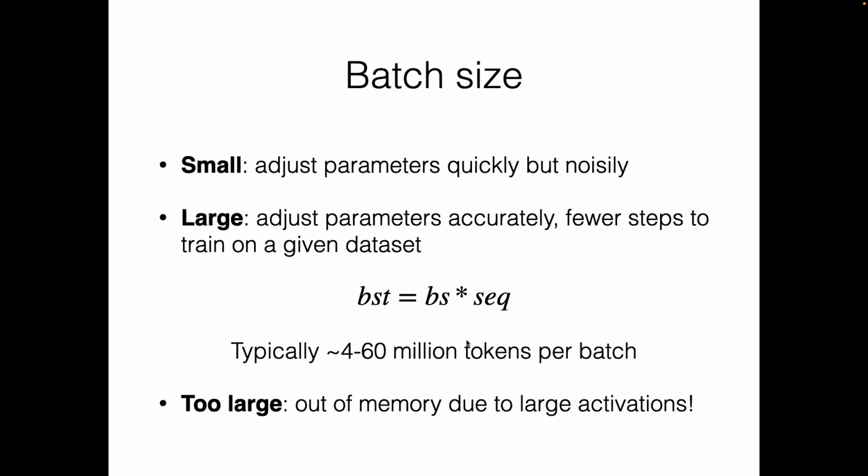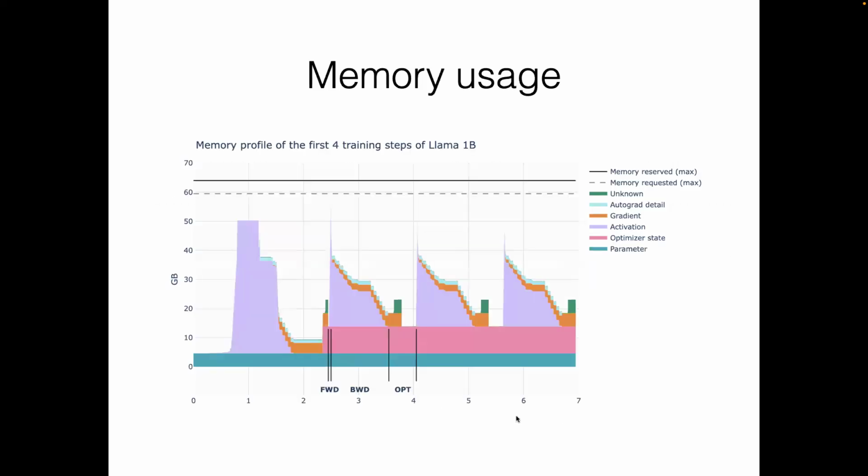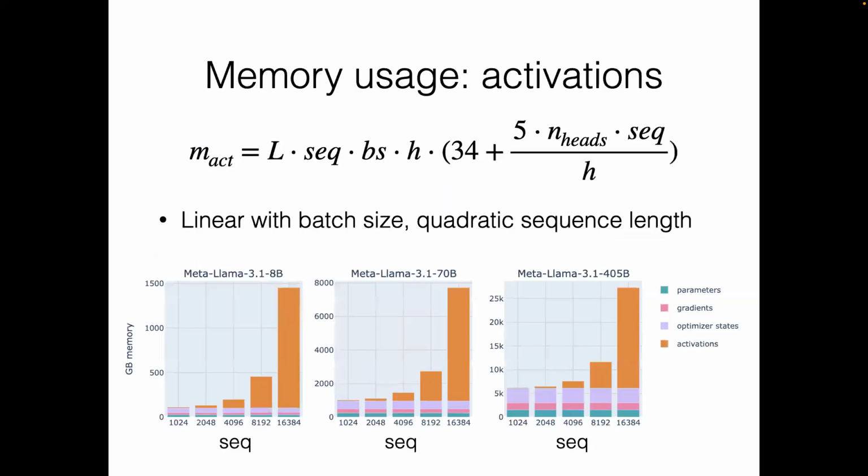Of course, if you make it too large, then you'll get out of memory. This is due to the activations. You're performing the computation with multiple things in a batch, and you'll get out of memory due to the activations. Again, here you could see the activations are pretty large. So, well, this is a whole slide about it, actually.